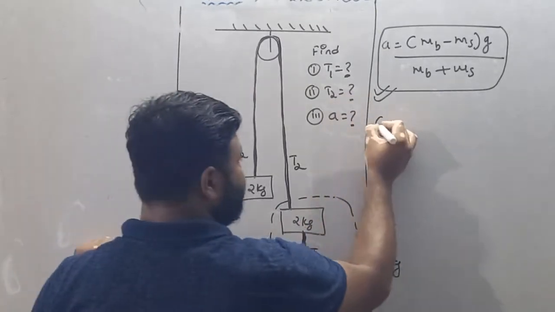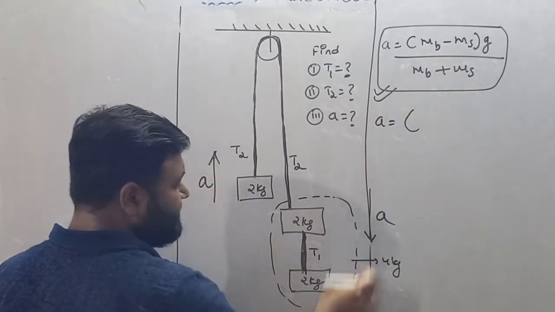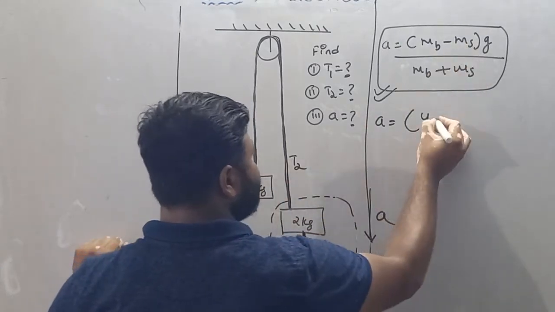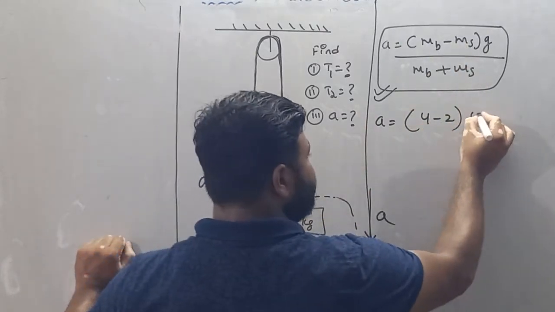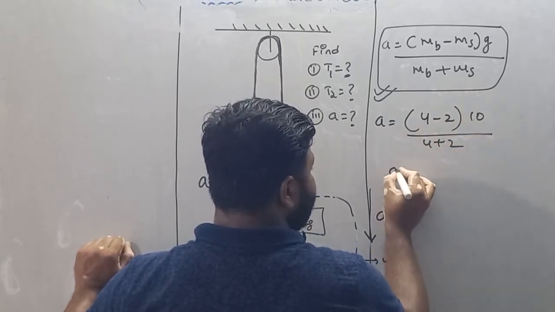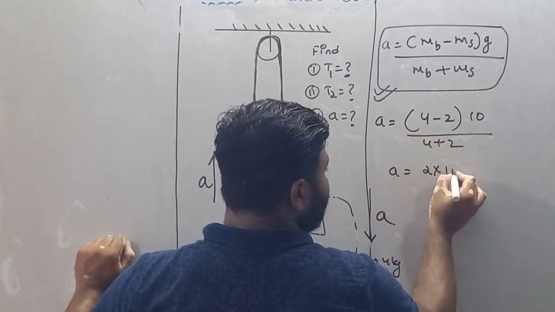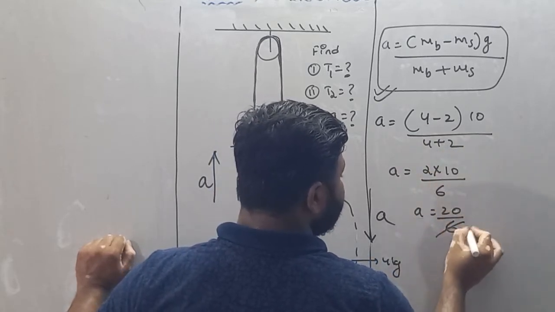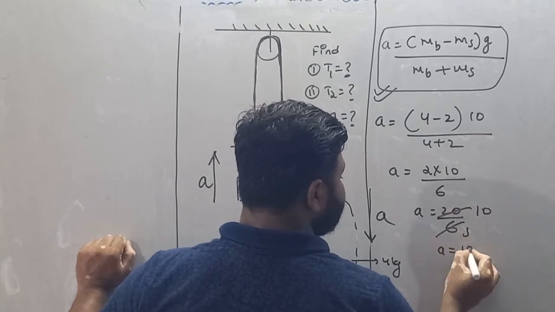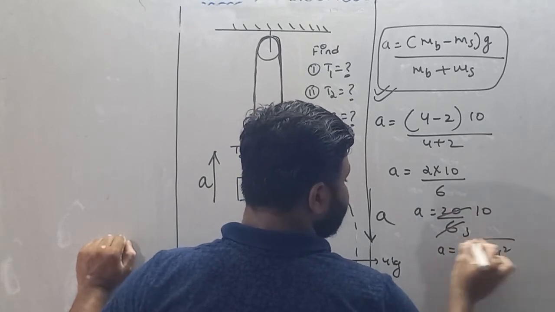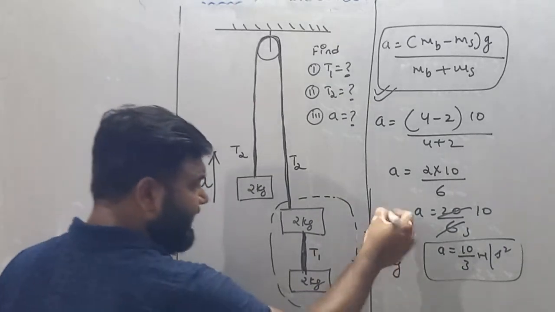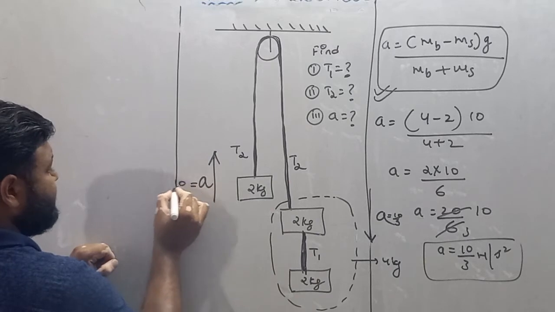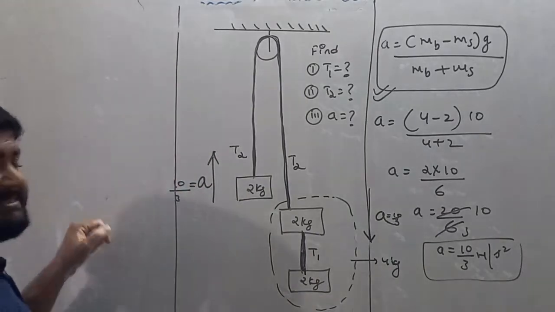So the formula of acceleration is mass bigger, bigger meaning the total mass of these two blocks. It is 4. So 4 minus the mass of the smaller block, minus 2, times G, which is 10, upon 4 plus 2. So acceleration is equal to 4 minus 2 is 2, multiplied by 10, upon 4 plus 2 is 6. So acceleration is 20 by 6, which is 10 by 3 meter per second square. It implies the acceleration on this side is 10 by 3 meter per second square, as well as on this side it is 10 by 3 meter per second square.